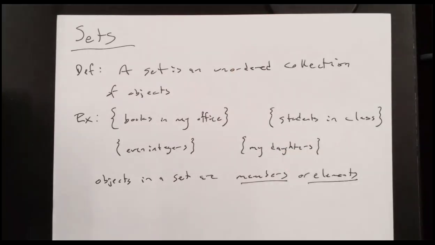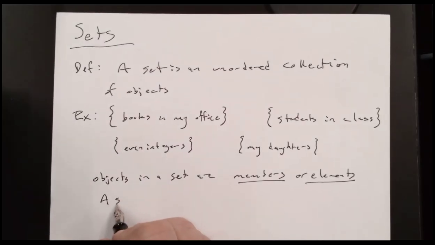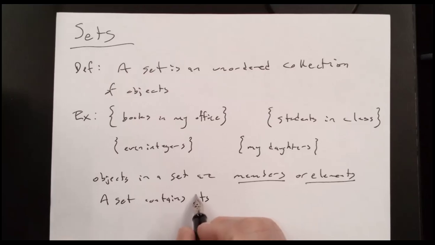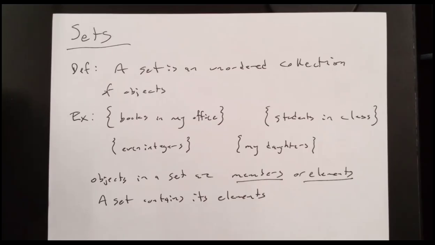Same thing with books in my office. Same thing with even integers. I have a definition of a property that goes here. The objects in the set are members. A set contains its elements. So the set, books in my office, contains this one. And I mean that literally. I have a copy here. There is another copy sitting in my office right now. So books in my office includes this book.